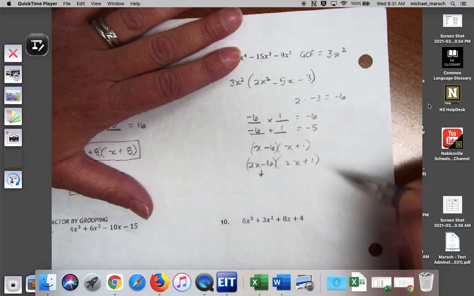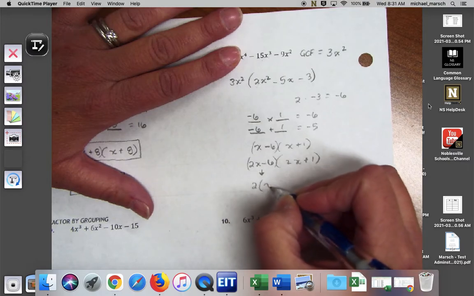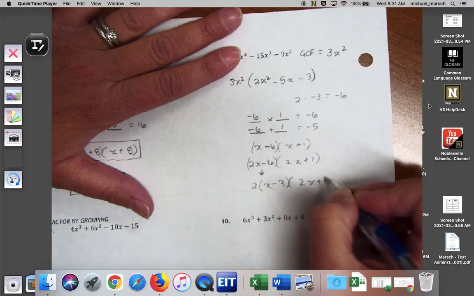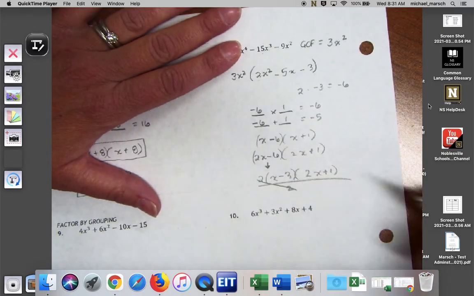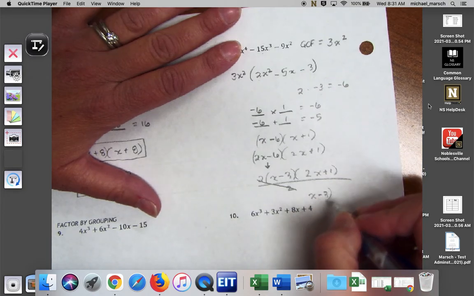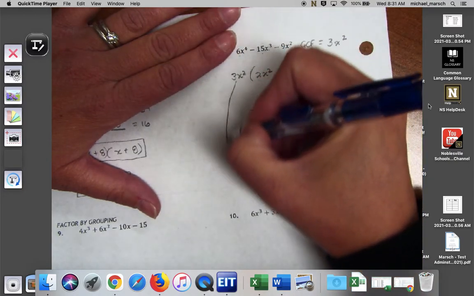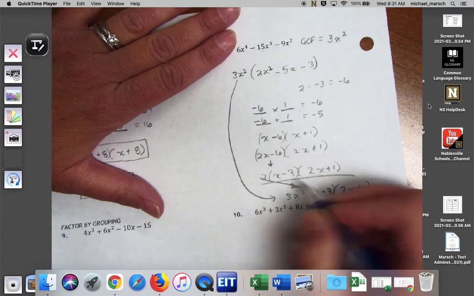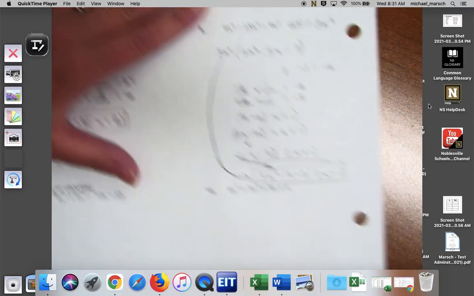This first one can be factored out. I can do 2 times the quantity x minus 3 times 2x plus 1. Obviously then I would divide by that a. So now I'm left with x minus 3 times 2x plus 1, and then I have to remember to bring this GCF back around. So I get 3x squared times those two quantities. And there's my final answer.